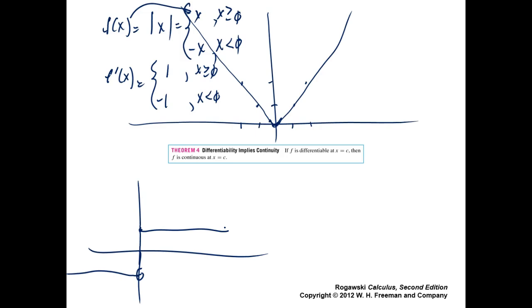Now, to rehash: differentiability implies continuity, but continuity doesn't always imply differentiability. It has to be continuous to be differentiable, but just because it's continuous doesn't guarantee it's differentiable.